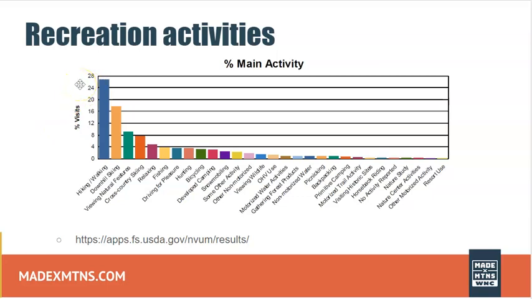And then downhill skiing, I guess this is out west, has about 17-18% of the visits. Viewing natural features, about 9% of the visits. Cross-country skiing, about 8% of the visits. And all these other activities have much lower percentages of visits.